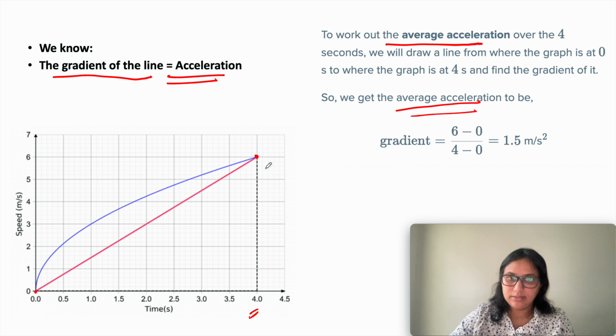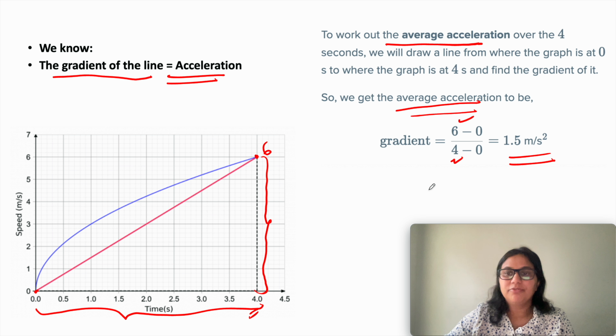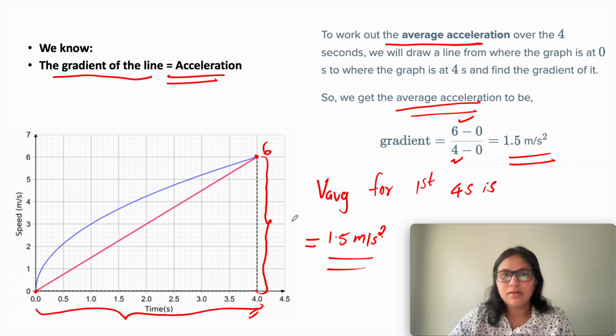So the gradient of this graph gives average acceleration: the change in y value divided by the change in x value, or the slope of this line. Change in y value is 6 minus 0, as velocity. Similarly, time is 4 minus 0. So 6 minus 0 divided by 4 minus 0. What do you get? 1.5 meter per second square. So the average acceleration for the first 4 seconds is 1.5 meter per second square.